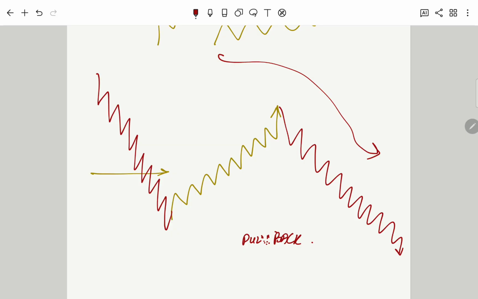right? So a pullback happens when the price is going down, and in the midway there's a little bit of pump. That is called a pullback, right? So now you could see that the perspective has flipped 180 degrees, just as we zoomed out and saw that overall the price is dumping. So that means just the price going up cannot be the uptrend.